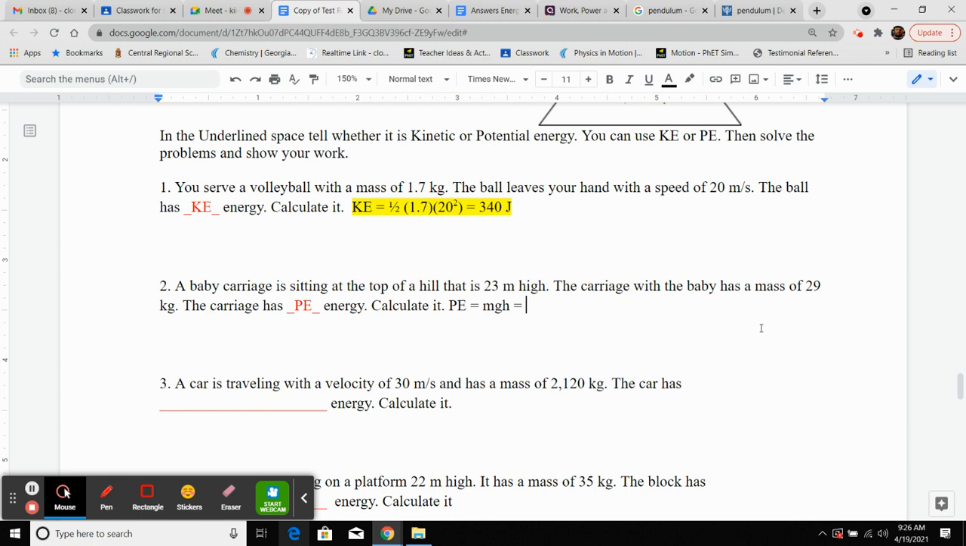What are the variables? Mass is m. What is lowercase g? It's gravity, right? That's the thing you have to know. It's 10, even though it's not labeled as a number in the problem. That is something you must know. So we have the mass, which was 29, times gravity, which is 10, times the height, which was 23. So 29 times 10 times 23, 6,670 joules.